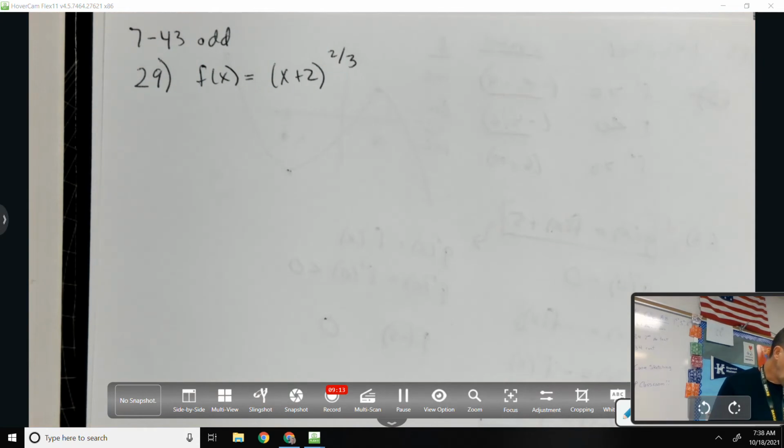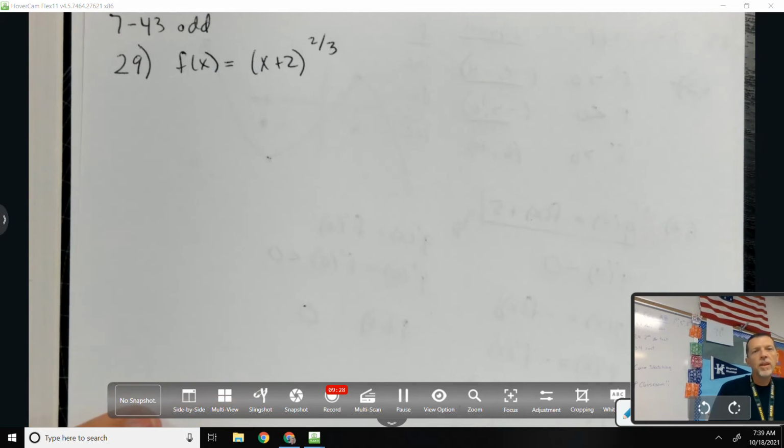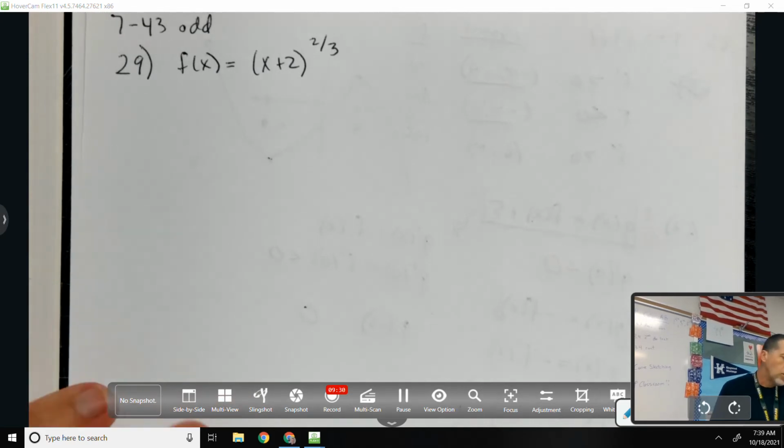Let's see. Find the critical numbers. Find the open intervals on which the function is increasing or decreasing. Find the relative extrema. Use a graphing utility to confirm your results. So, we maybe don't have to do that, but we can if we want to. So that just walks us through the whole process.